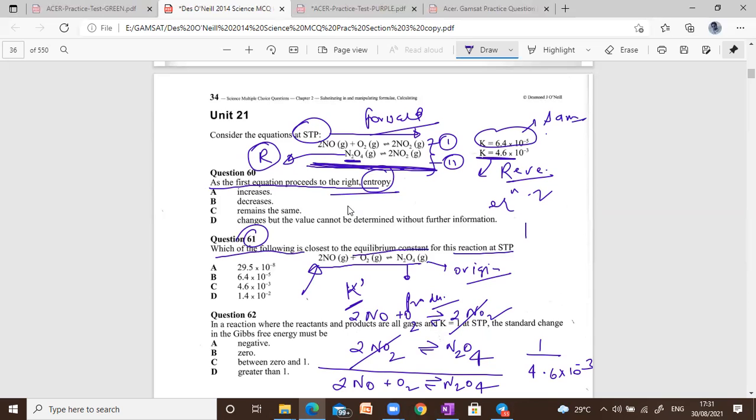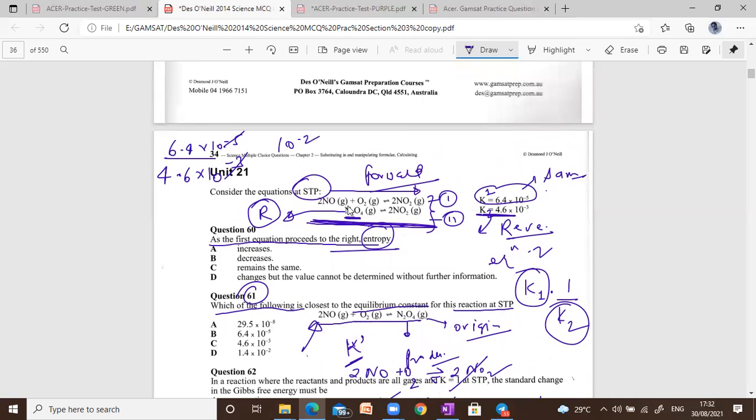So what will happen? K1 into 1 upon K2. This is K1 and this is K2. K1 remains the same, K2 I just reversed, so 1 upon K2. Now you can put in these values. K1 value is 6.4 into 10 to the power minus 5. K2 value is 4.6 into 10 to the power minus 3. Now minus 3 and minus 5 combine to give minus 2. And this is nearly 1.5 approximately. So 10 to the power minus 2 is the only matching option. So I think D should be the right choice.